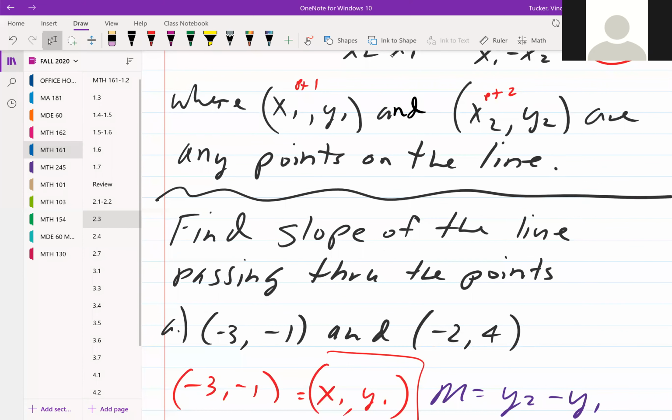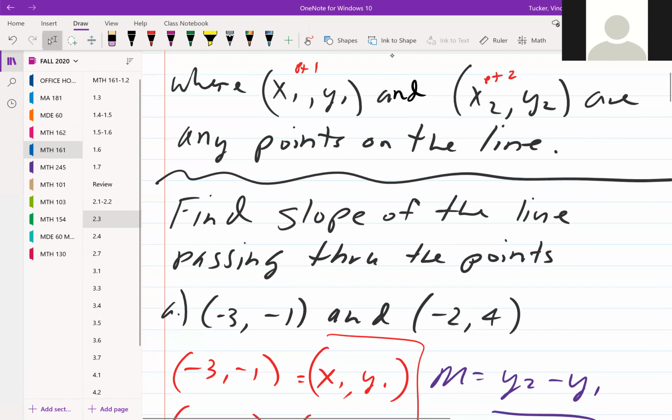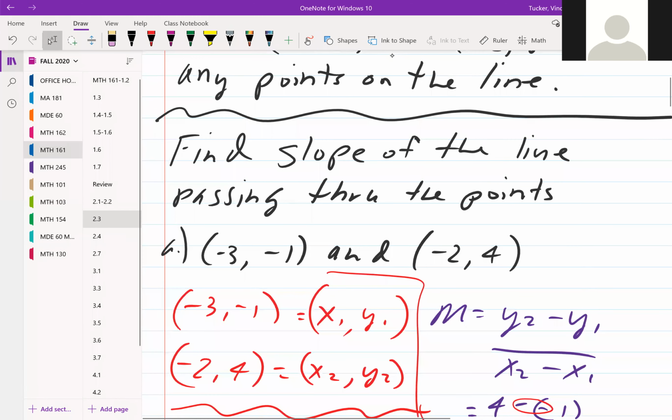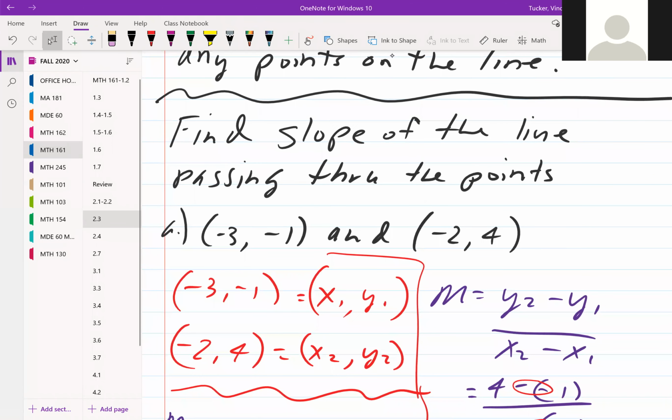All right. So looking at the first one, find the slope of the line passing through the points -3, -1, and -2, 4. So I call my first point -3, -1, second point -2, 4. Once again, it doesn't matter which one you call which, as long as you do it correctly, you'll still come up with the same answer.